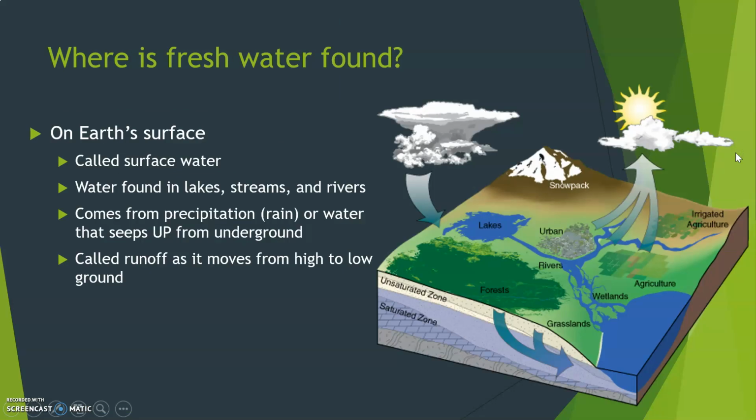So where is that fresh water? Well, it's on our surface, and it's known as surface water. So this water is going to be found in lakes. It's going to be found in rivers, streams, sometimes in wetlands, and of course in snow as well. But it's going to come from precipitation in the form of rain or snow, or from water that seeps up from underground, because this down here is a water table, and this is fresh water as well. This water that's on the surface that's going to melt or that's going to move into the lakes, rivers, and streams is called runoff, and it's going to move from areas of high to low ground, meaning from the top of the mountain down into the water sources below.